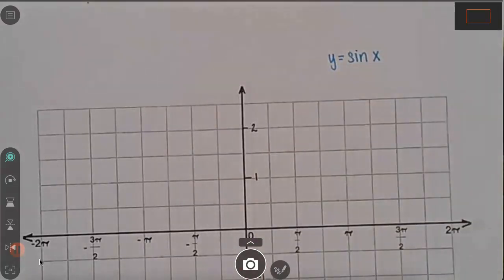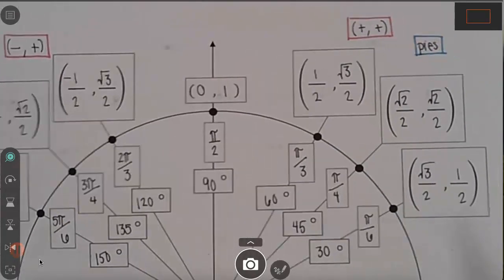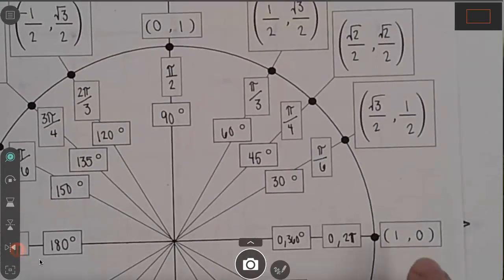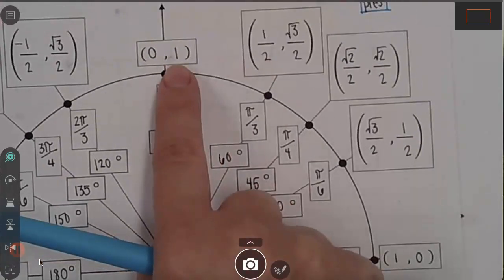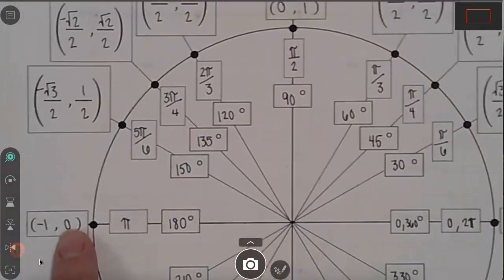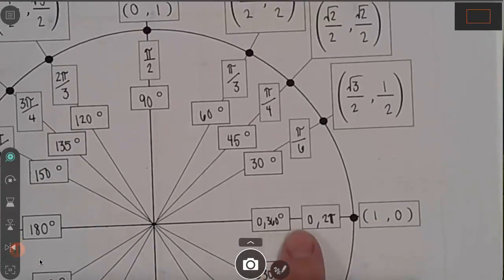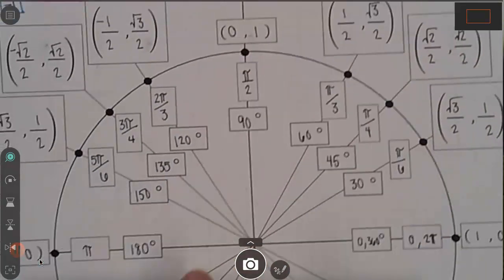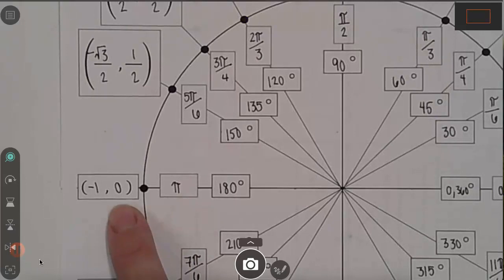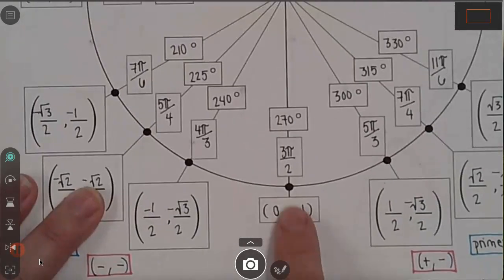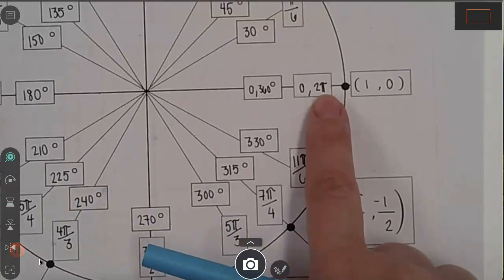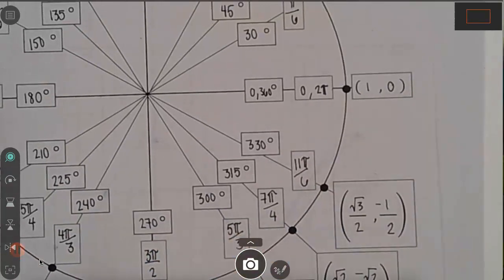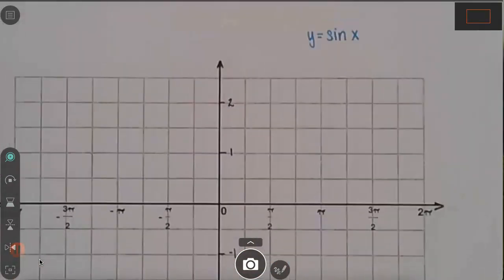Okay, so using the unit circle, sine is the y values. So if you look here, sine of 0 is 0. Sine of pi over 2 is 1. Sine of pi is 0. Sine of 3 pi over 2 is negative 1. And sine of 2 pi is 0. And then it just keeps going around the loop like that.